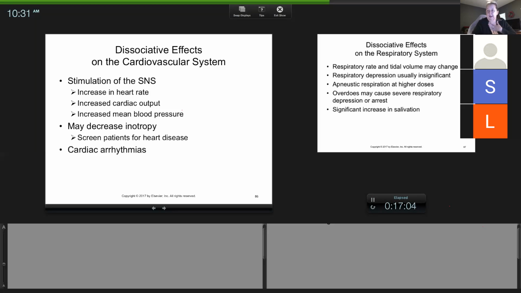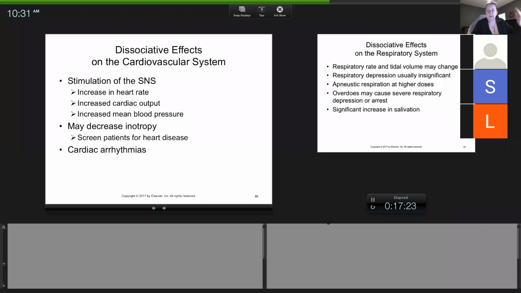Now, I know my cat has thyroid disease. I would not give her ketamine because it's going to make her heart work harder. We don't want the heart to work harder. I also don't typically use atropine or glycopyrrolate with ketamine. You don't usually need to.